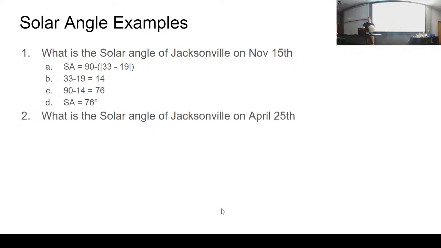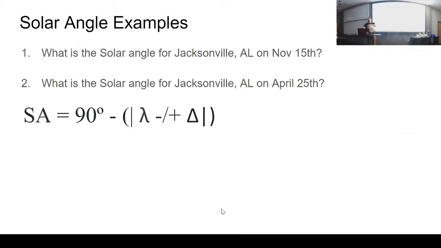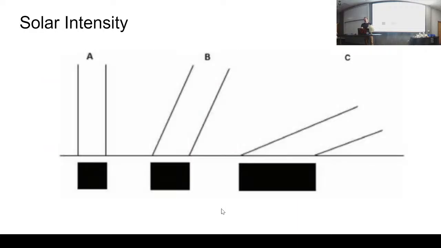Okay, but let's do another one. What is the solar angle for Jacksonville on April 25th? So we have 34 degrees. Back to the analemma, right? You see in April, so go around and find where it is. Mark that location on your analemma, and we're just going to give you a minute here. After setting it up, you should come out to 44 degrees.